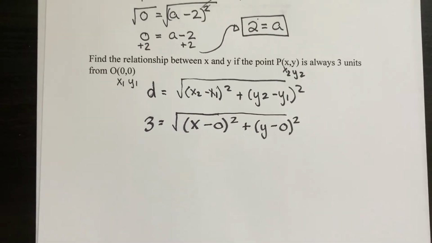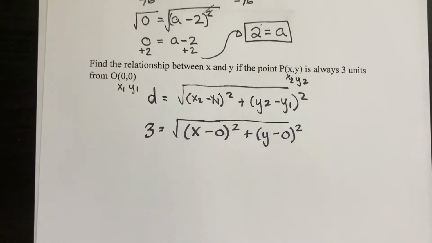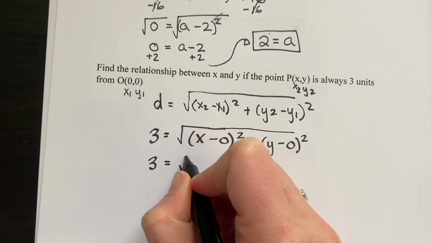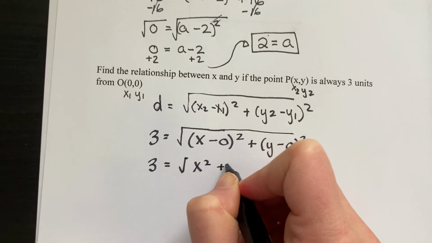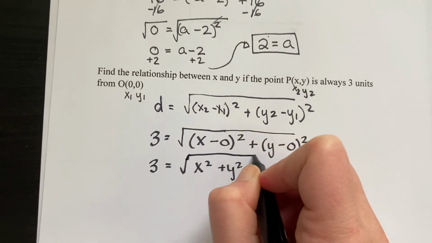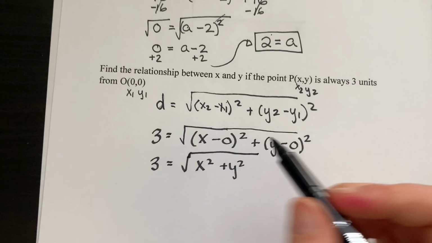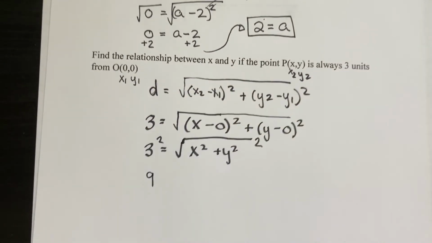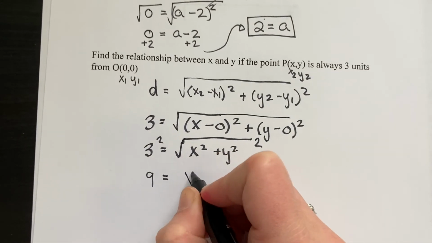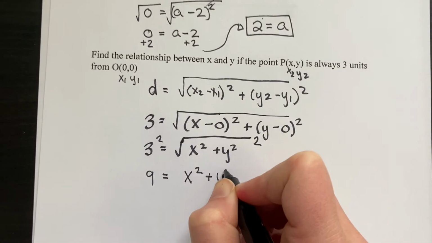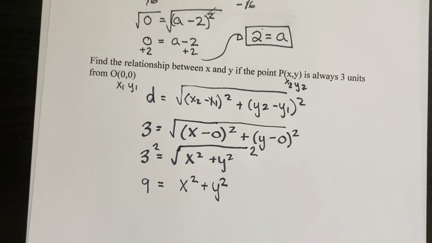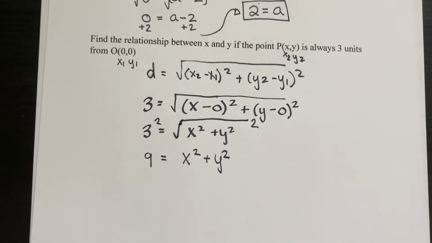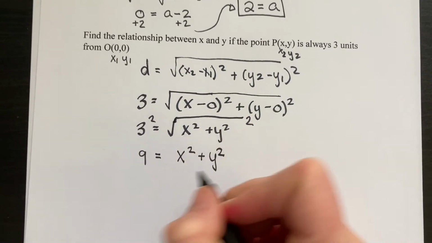So we want to write this in an equation where we end up with y equals with x on the other side. So we have 3 equals, just simplify this down, the square root of x squared plus y squared, because x minus 0, y minus 0 is still just x and y. Now if I want to get rid of the square root, I can just square both sides. So that's going to give me 9 equals x squared plus y squared. It totally depends on how far your teacher wants you to go, but in this case, I'll rearrange until we get y equals, just to go that step further.